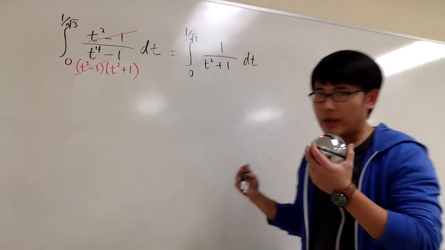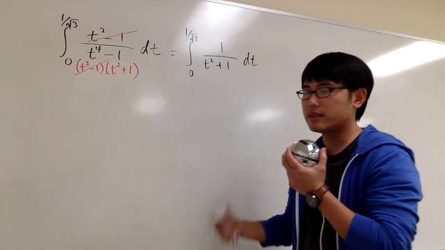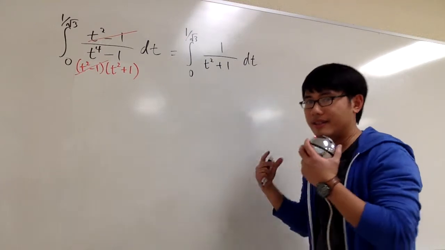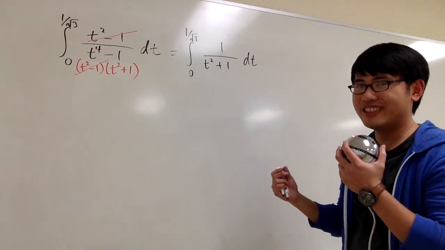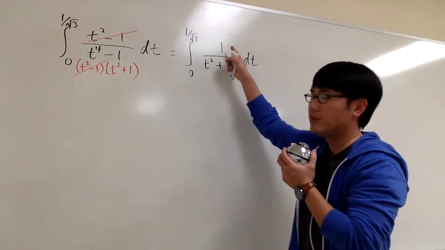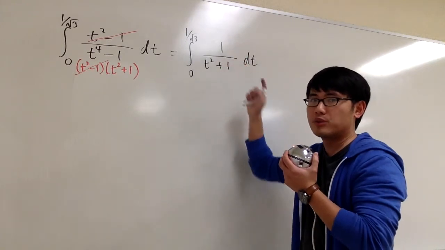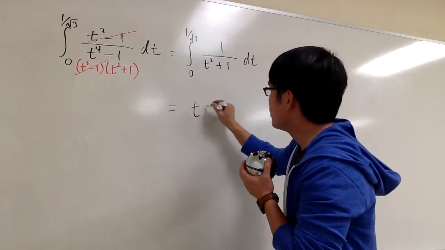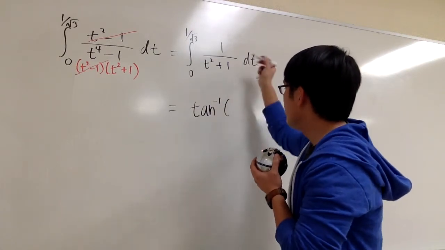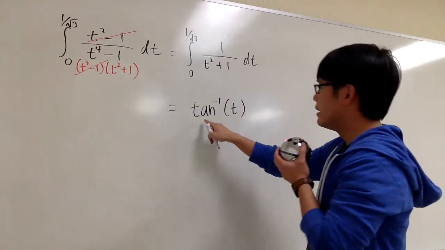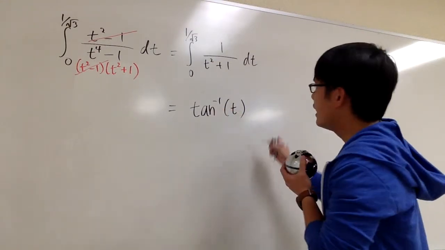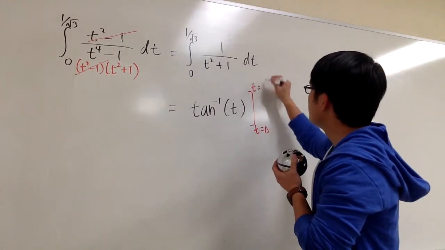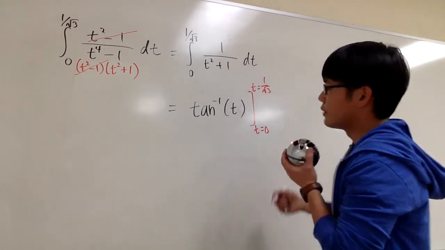And as usual, now we have to ask ourselves, the derivative of what will give you 1 over t squared plus 1? And the answer for that will be the inverse tangent. The inverse tangent will give you 1 over t squared plus 1 as the derivative. So the antiderivative of that will be the inverse tangent. And we are using t, so it will be the inverse tangent of t. And then we are going from t equals 0 to t equals 1 over square root of 3.